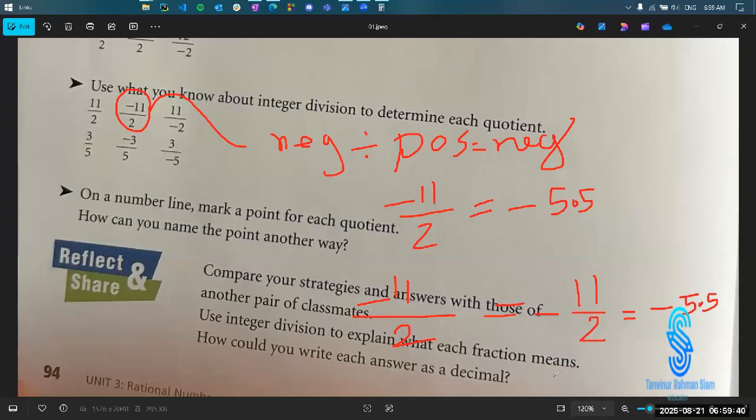Yeah. So both of them are correct. Both of them are correct. One is using some sign rules, and here we are also using some sign rules. But here the pattern or method of solving is a little bit different.